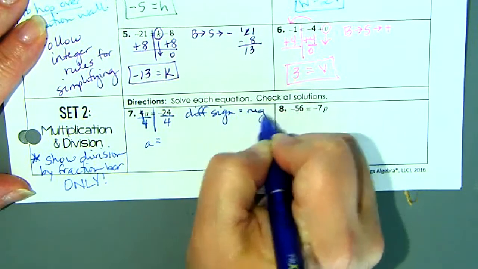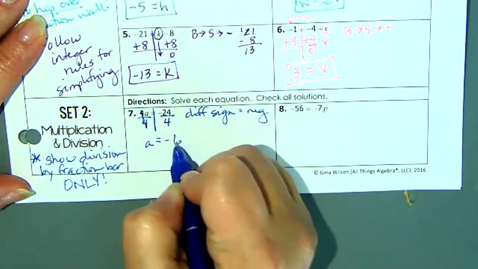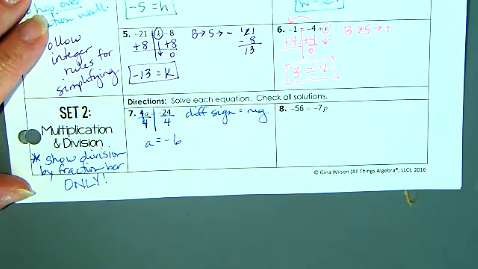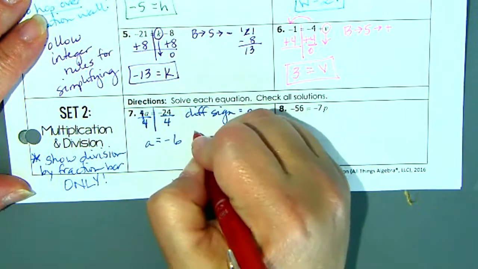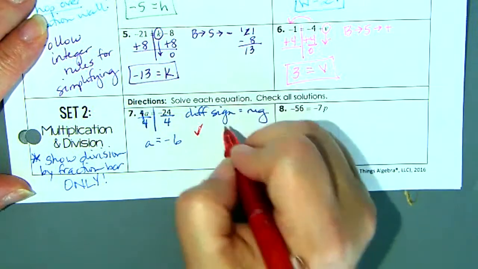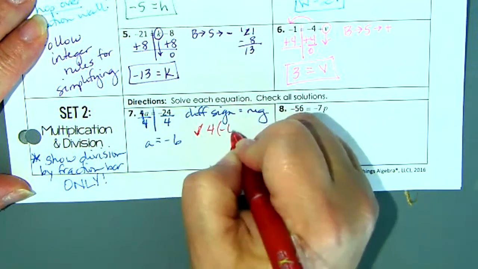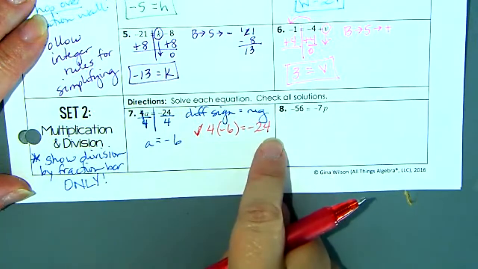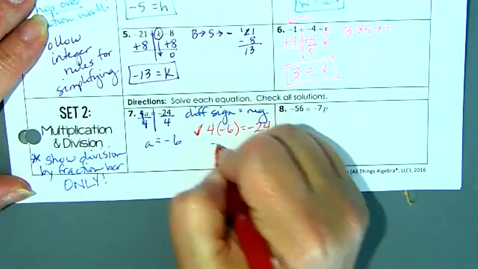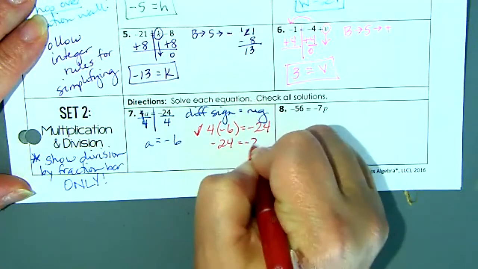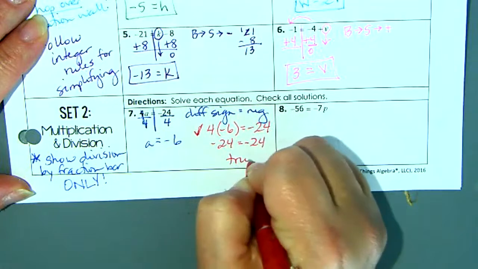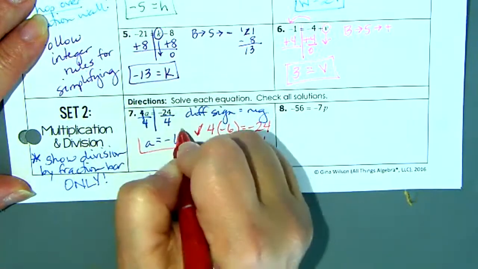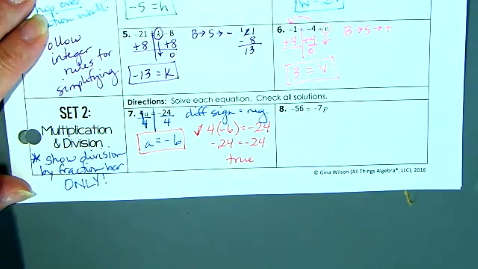So it's negative. So I have a -6. Now, if I'm checking this, you plug it in, and I'm going to have 4 times -6 equals -24. This is just plugging into the equation. Now it works. So we have -24 equals -24. This is true. So therefore, this is a correct answer.